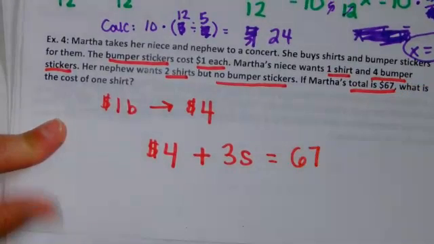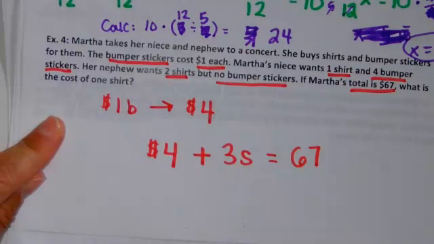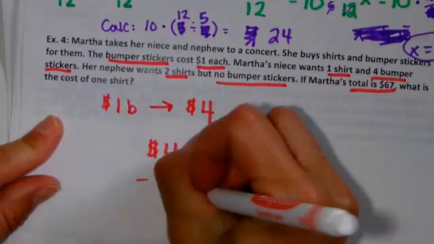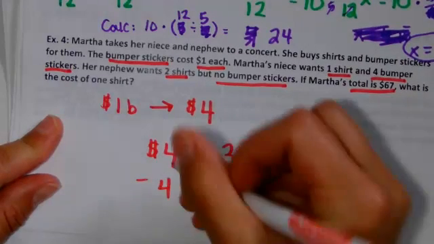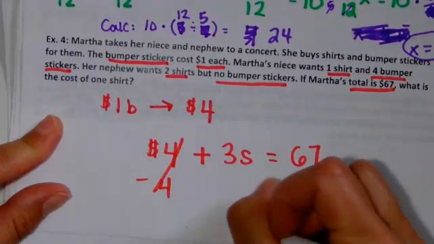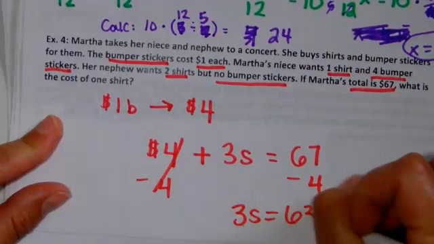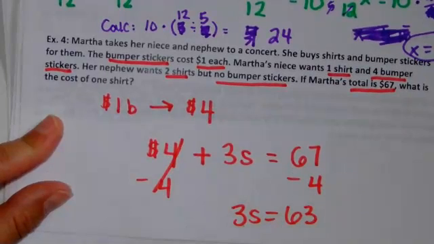$67. Okay, let's solve it. How much does it cost for one shirt? What's the first thing that has to happen to solve the question? Anna, go ahead. That's right, subtract 4 from both sides. So I get 3s equals 63, right? $63. And then what do I do?